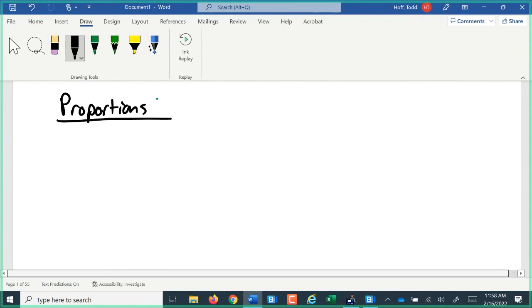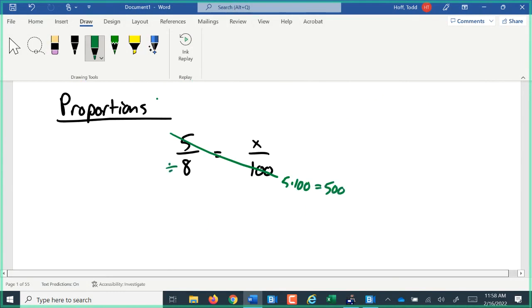We looked at proportions strictly as being two equal fractions or two equal ratios and how to solve them. Generally, we were looking at just having one single missing number. You know, we had 5 to 8 equals x to 100. In that case, we did that cross multiply. 5 times 100, 500. And then divided by the number diagonal with our missing number, divided by 8, giving us 62.5.